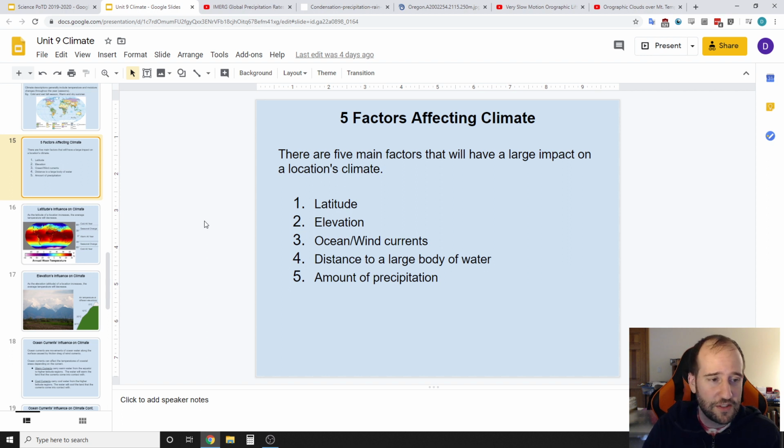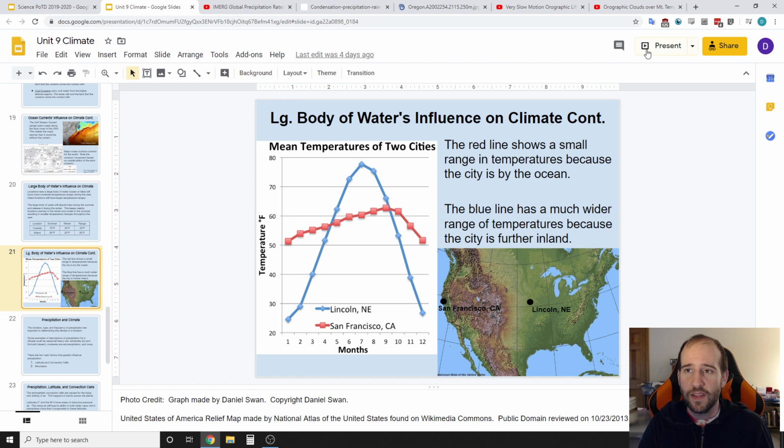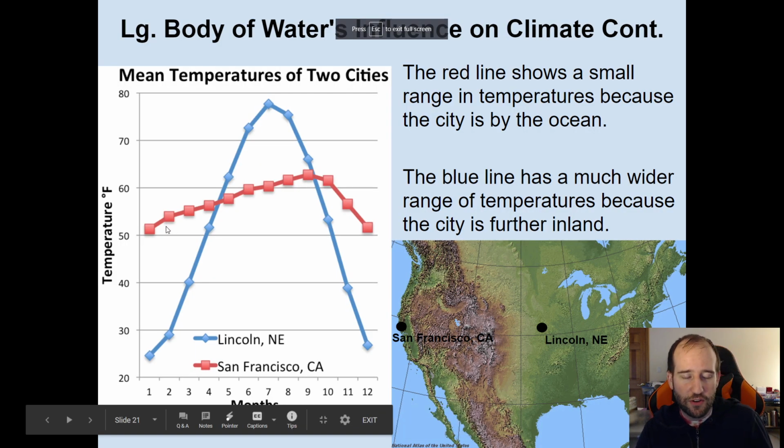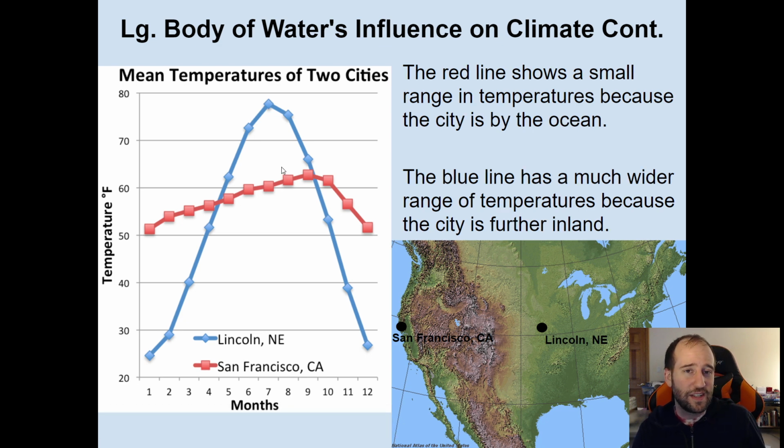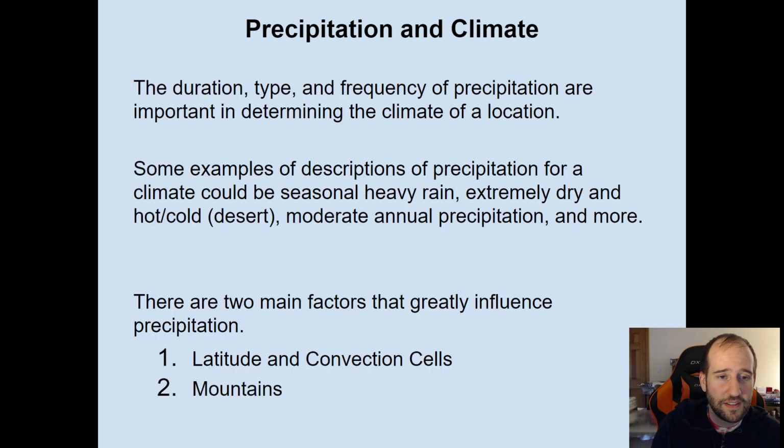If you have warm ocean currents going past your location, it's going to get warmer, and the opposite, it will get colder. And if you're close to a large body of water, your climate is more moderate. San Francisco is really close to a large body of water, so their winters are not really cold and their summers are not as hot, so their range throughout the year is relatively small. If you're away from a large body of water, you have the hottest summers and the coldest winters, so your temperature range throughout the year is going to be really extreme.